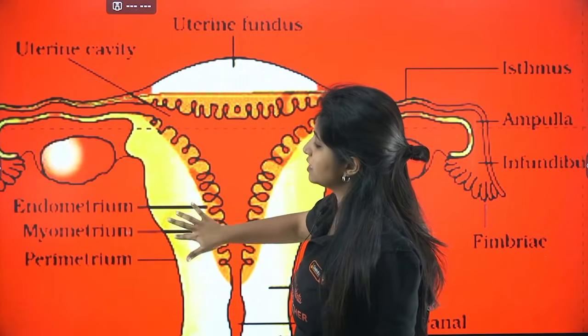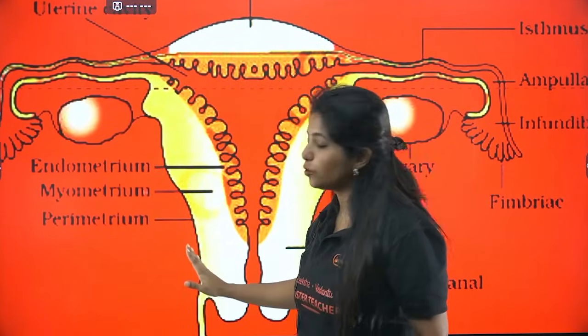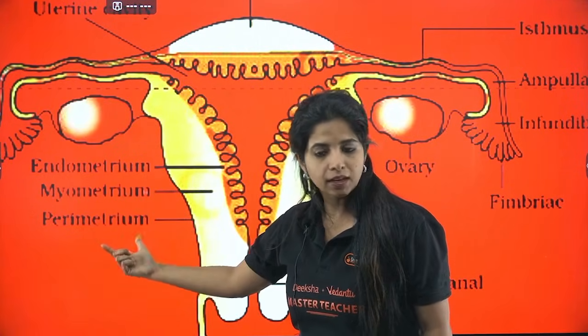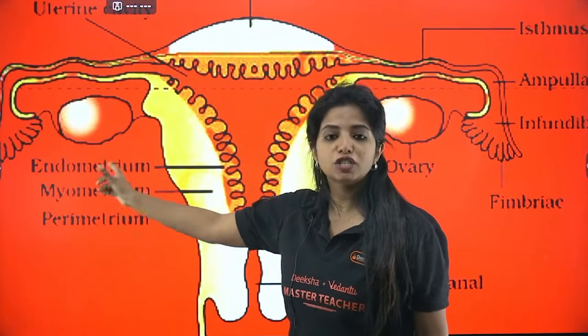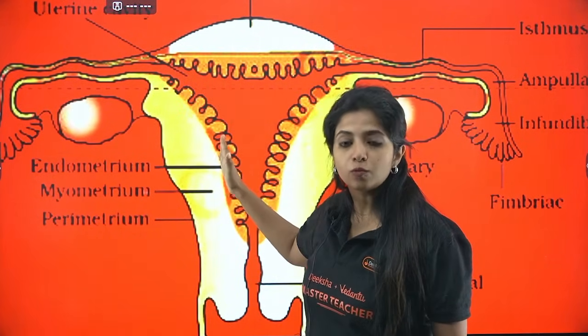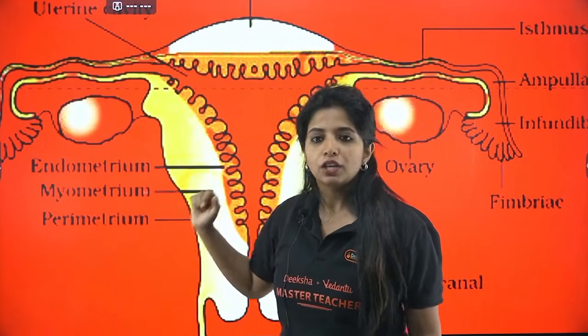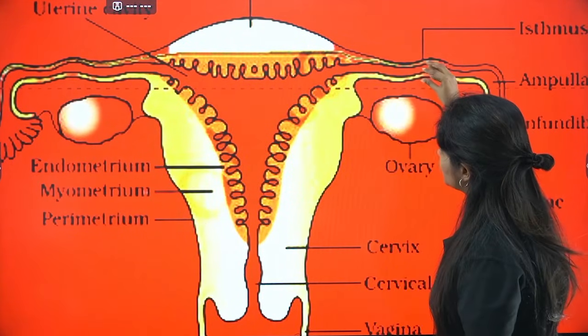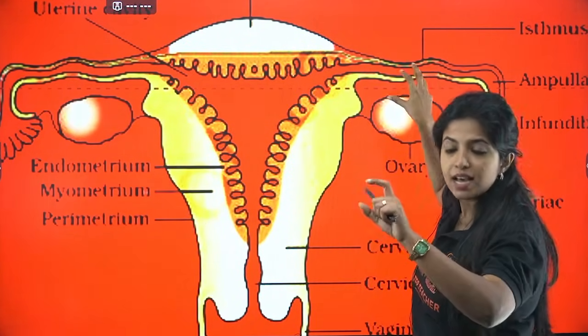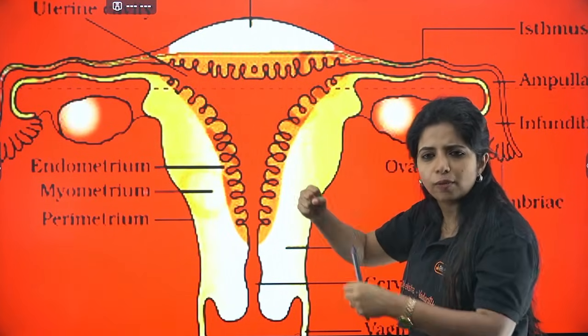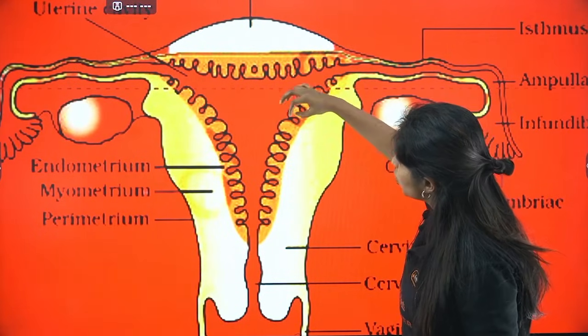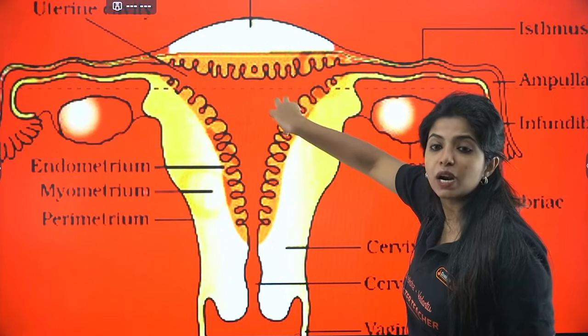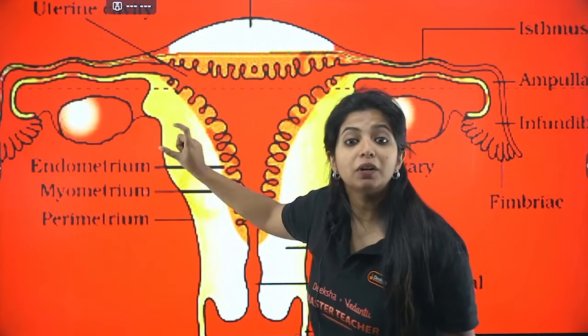Now the uterus has 3 layers. The outermost layer is known as perimetrium. Then you have the inner layer, myometrium. Then the innermost layer is endometrium. When fertilization happens up over here, a single-celled zygote is formed. This zygote is going to divide and form the embryo. The embryo rolls down, comes over here and gets implanted into which layer? The endometrium layer.